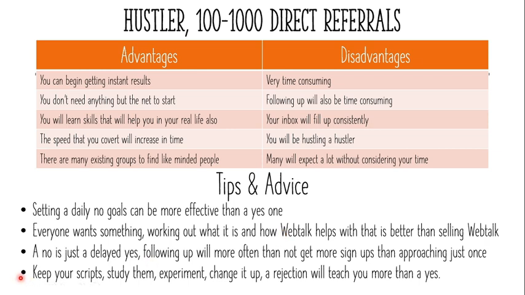Now, the fourth tip I will say, and this is pretty important, especially when you first start, because you haven't got any influence, that sort of stuff, so you will be persuading a lot of people. So in this, I say keep your scripts, study them, experiment, change it up. A rejection will teach you more than a yes. Every time somebody says no to you, there is a very, very important part for you to learn.